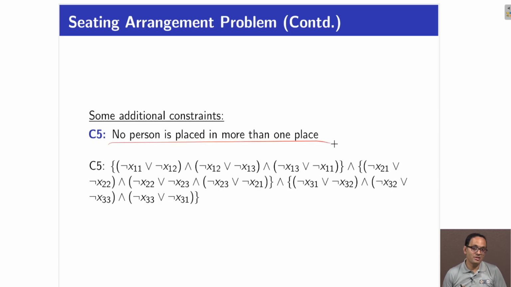How do you encode that? That is a little bit tricky. Earlier I saw that they get at least one seat. Now I am saying that they cannot get more than one seat. So if you combine these two, they get exactly one seat.